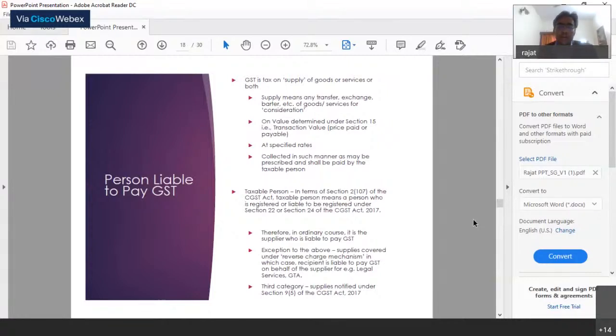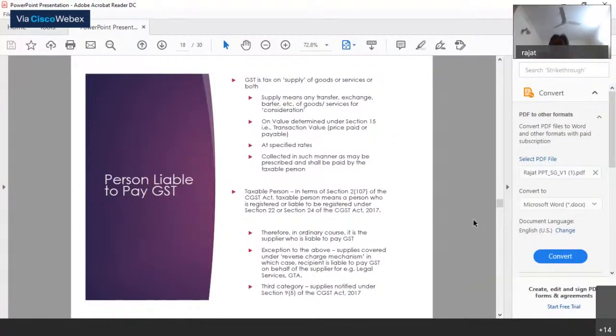Now I come to the important concept of person liable to GST. Like I discussed, the liability of payment of GST arises on a person who's making the supply. And there are two exceptions to this. One is if your supply is under reverse charge, like legal services, then you're not required to pay GST. It will be the recipient who is required to pay GST. There is a third category of persons who are notified under section 9(5) of the CGST Act as a person liable to pay GST on behalf of the actual supplier of goods or services.